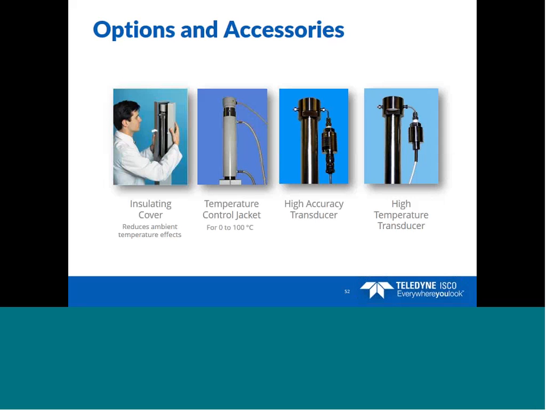Our temperature control jackets are available not only on all of our standard pumps, but are also included on the custom pumps. We have a high accuracy pressure transducer, which is great for improving pressure control when operating at constant pressure. This transducer has a specification of plus or minus 0.5%, compared to our standard pressure transducers of plus or minus 1%. And last, we have a high pressure transducer option that's capable of operating up to 200 degrees C.